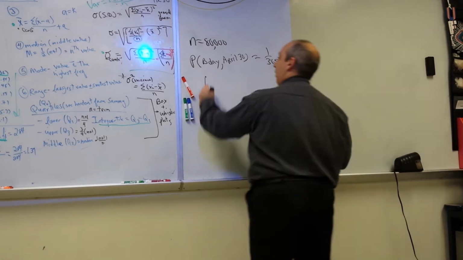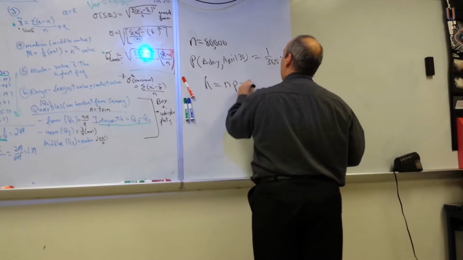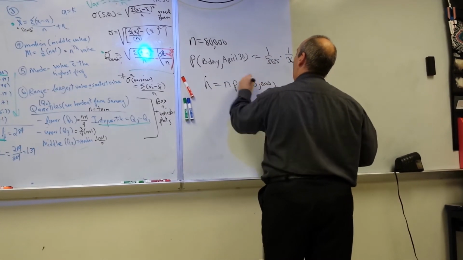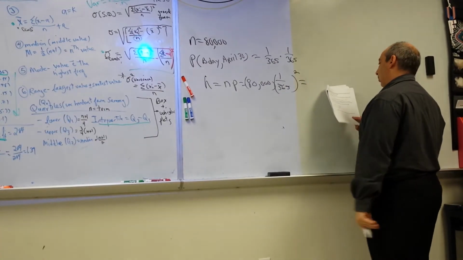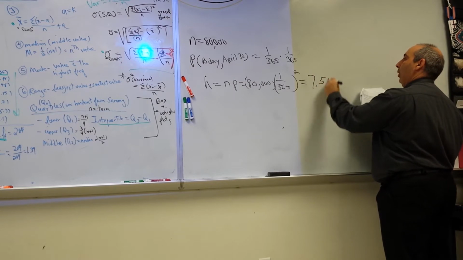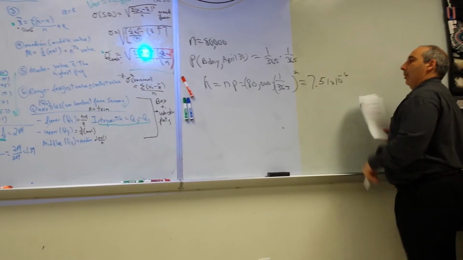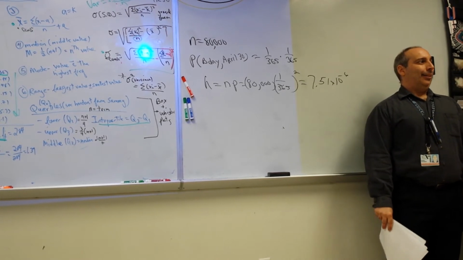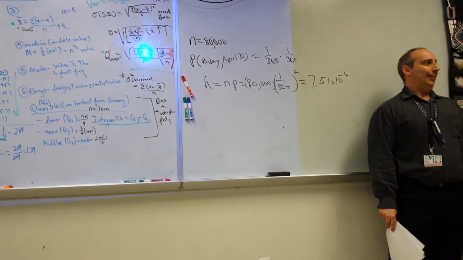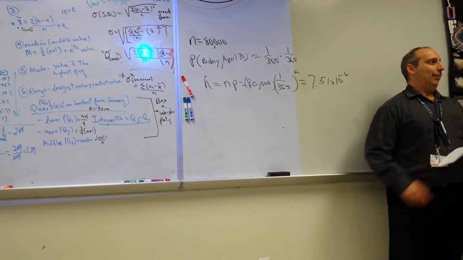So he did NP. He said lambda equals NP, right? Equals 80,000 times (1 over 365) squared. And to save some time, that's 7.51 times 10 to the minus 6. That's the chance of you and me having the same birthday in a room of 80,000 people. And getting married. Yes.